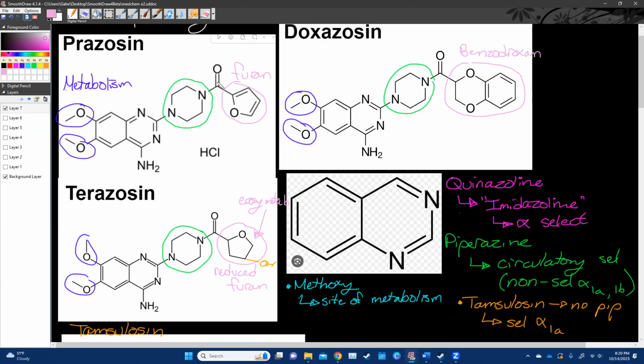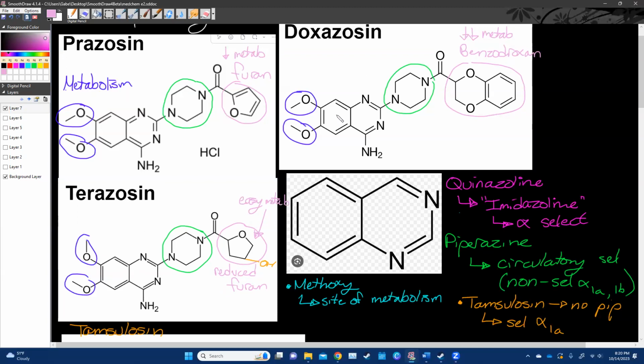Having a furan decreases the metabolism of the drug in the same way that having a benzodioxane majorly decreases the metabolism compared to terazosin.